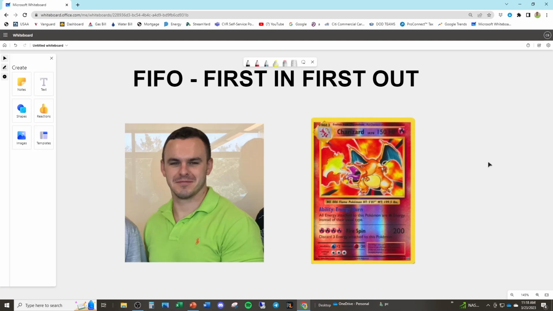Let's talk about this example. There's two pictures right here. On the left, there's a picture of me, Christopher Bell, and on the right, there's a picture of a Pokemon card, specifically a Charizard. Now, Christopher is tired of being an accountant. It's boring and he wants something new and exciting in his life. So he decided to get in the business of buying and selling Charizard cards. He's going to buy a bunch of Charizard cards, sell them for a higher price, and become a millionaire instantly. So he's decided that this is going to be his full-time job.